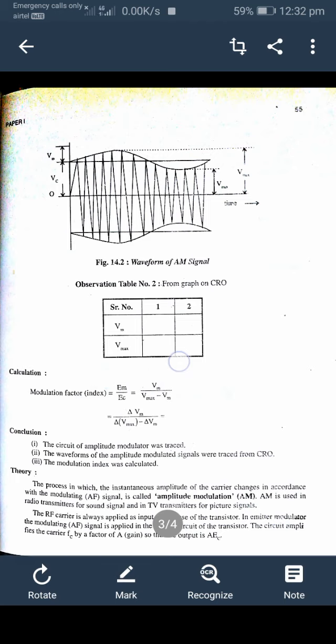Modulation index of an AM signal is equal to EM upon EC, where EM is the peak value of the modulating signal and EC is the peak value of the carrier signal. Also, MA, the modulation index, is equal to V max minus V minimum upon V max plus V minimum. Waveforms of the AM signal are shown in the diagram.